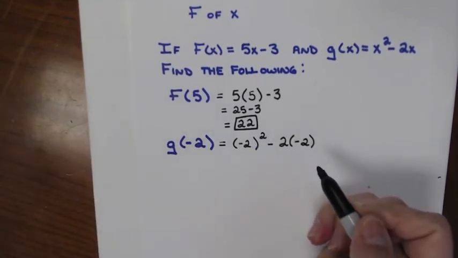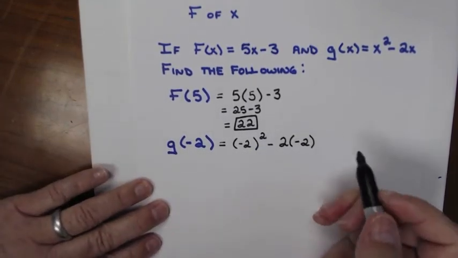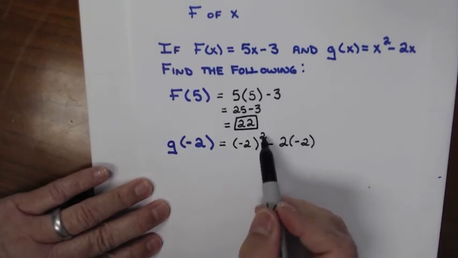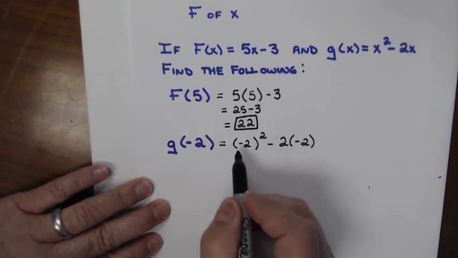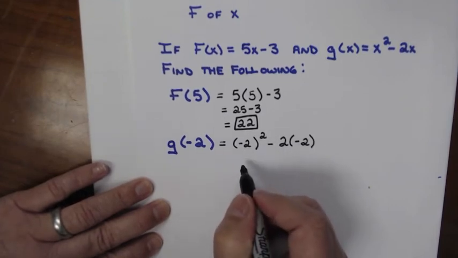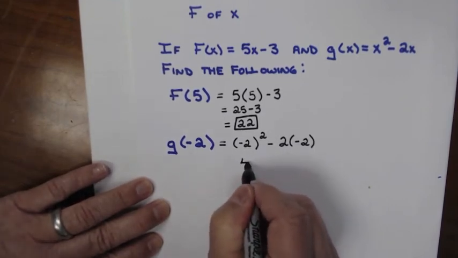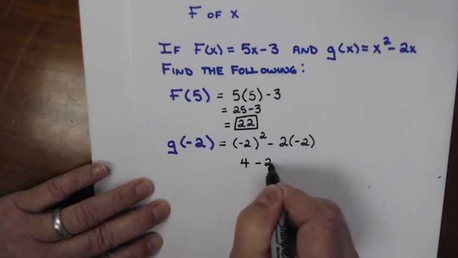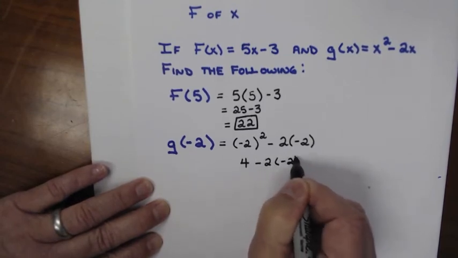And then I follow my order of operations. My order of operations tells me I need to do my exponents first. That's negative 2 times negative 2. Negative 2 times negative 2, a negative times a negative is a positive. I did my exponents first.